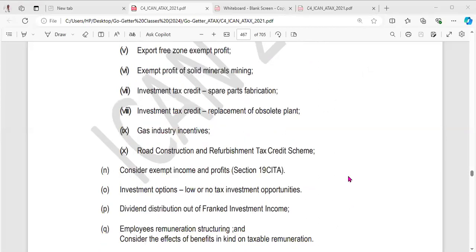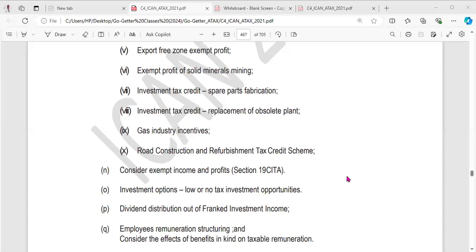Exempt income and profit, these are income that are exempted from tax. Income that are exempted from tax. So when you are bringing income from foreign countries, you are bringing it through the right channel. Some of this income from dividends and income from interest are exempted from tax.